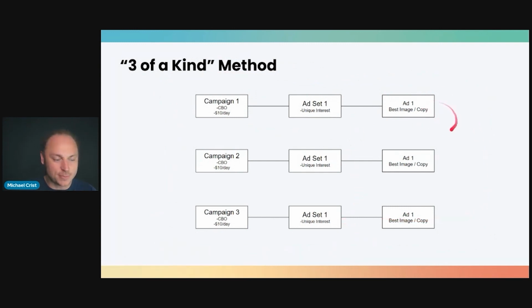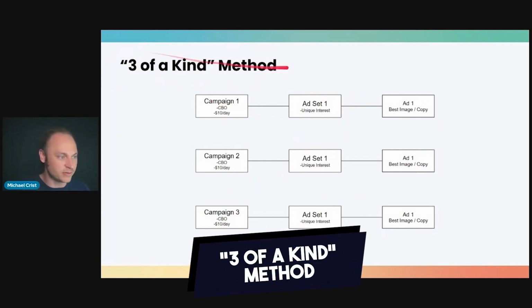Your image and your ad copy will be the same between these 3 ads because, again, it's 1 product. So you're just going to pick your best image, your best ad copy for the product. You're going to test that across the 3 campaigns. So it's really just the interest. Each of the campaigns is going to be to a different interest. I like to call this one the 3-of-a-kind method.